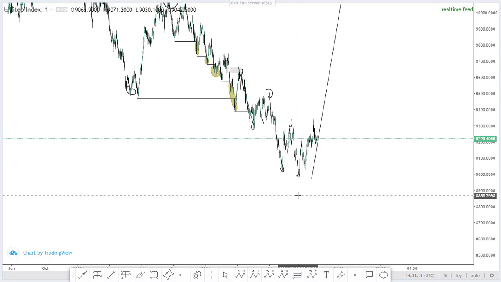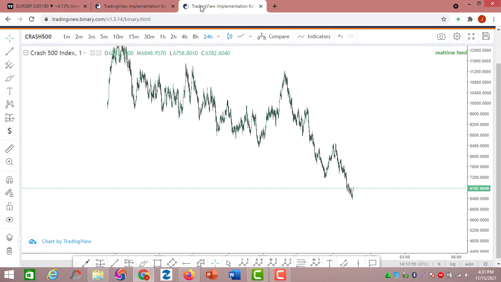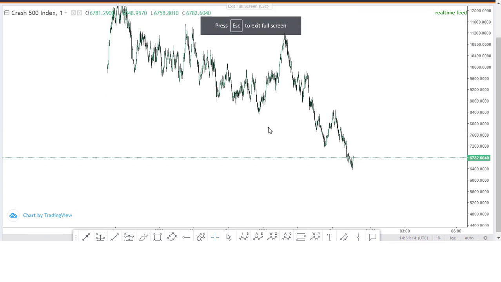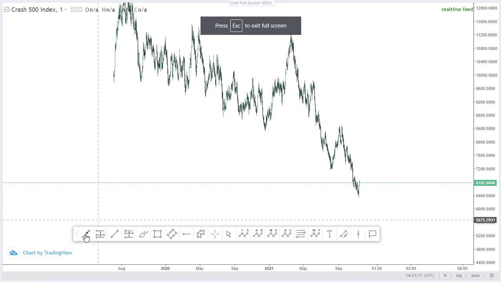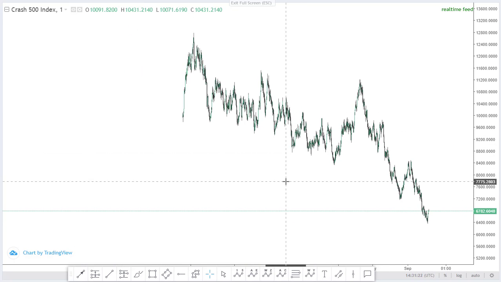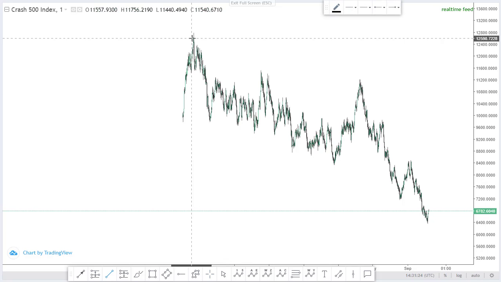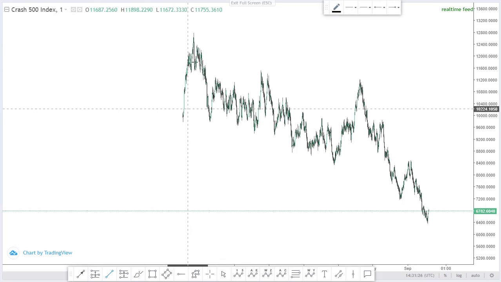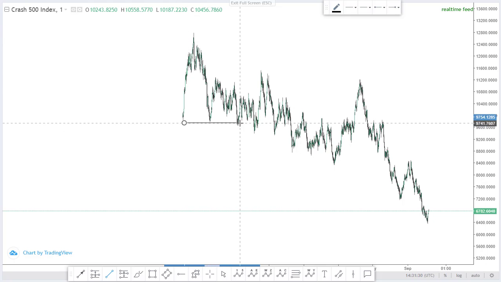So that's it for step index. Same on a crash. On crash 500, I know there are some people who love crash 500, but this is how it is moving. So you have a high. First of all, you have a low and a high. Market is dropping down, taking out the low.